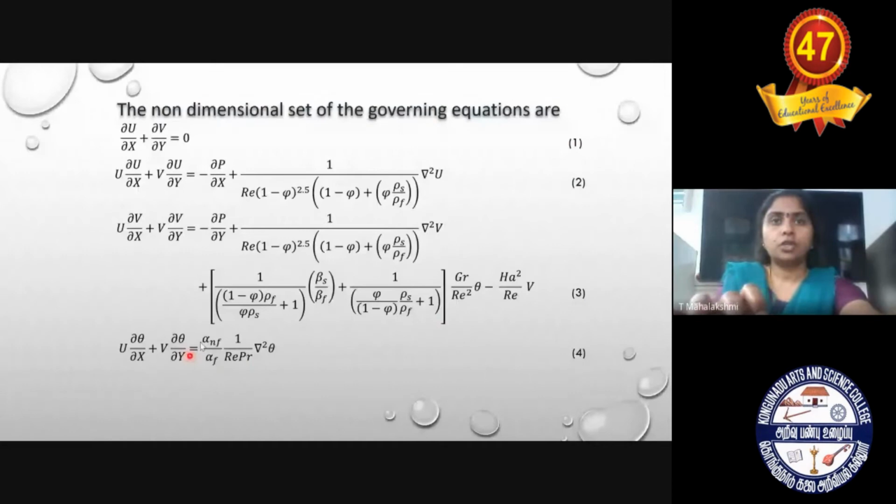And this is the energy equation. In this energy equation, this term represents the nanofluid coefficient and 1 by Re Pr del square theta. So Re represents the mixed convection considered in this problem. Re is the Reynolds number, Gr is the Grashof number, Ha is the Hartmann number. The Hartmann number represents that the enclosure is considered in the magnetic field. And this is the temperature term. Theta represents the temperature.